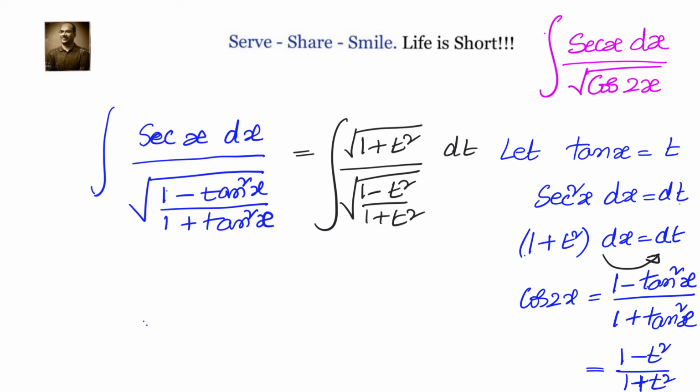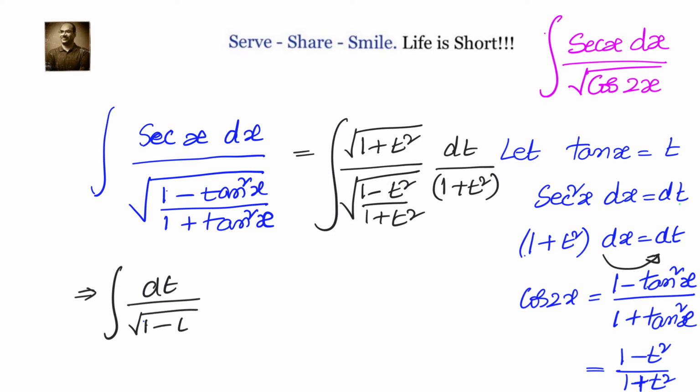Now if you see very clearly, this root 1 plus t square will go into the 1 plus t square root 1 plus t square times, and that will cancel again. So basically all 1 plus t square terms are gone. We are only left with dt by square root of 1 minus t square.